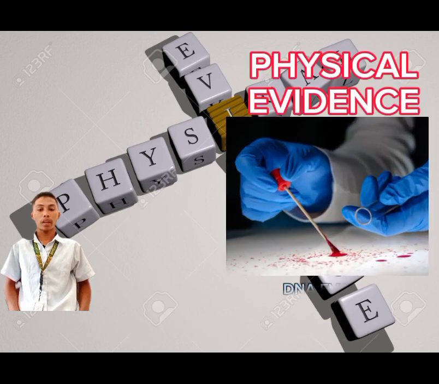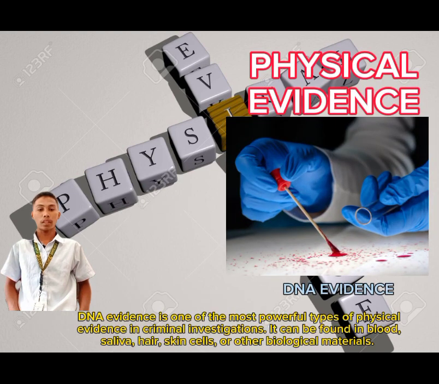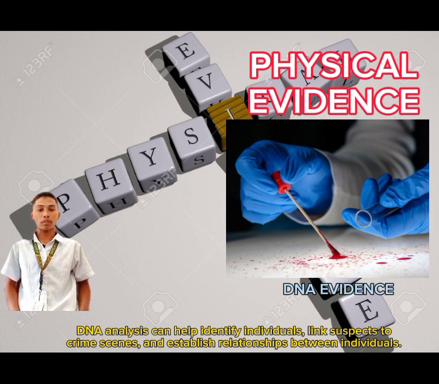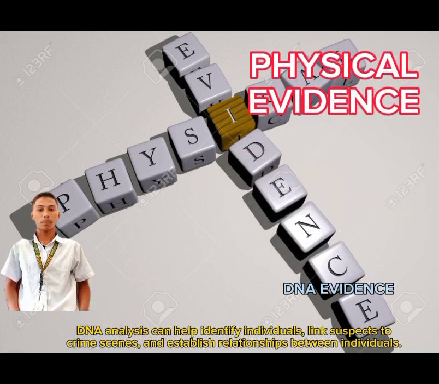Number 1. DNA evidence. DNA evidence is one of the most powerful types of physical evidence in a criminal investigation. It can be found in blood, saliva, hair, skin cells, or other biological materials. DNA analysis can help identify individuals, link a suspect to a crime scene, and establish relationships between individuals.